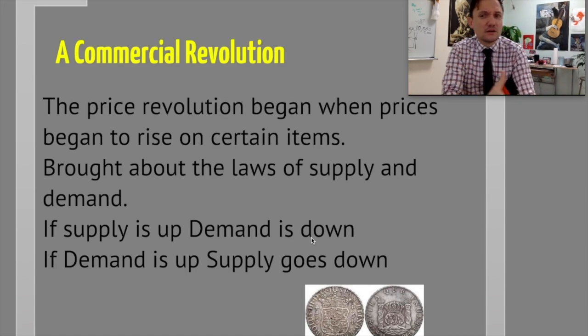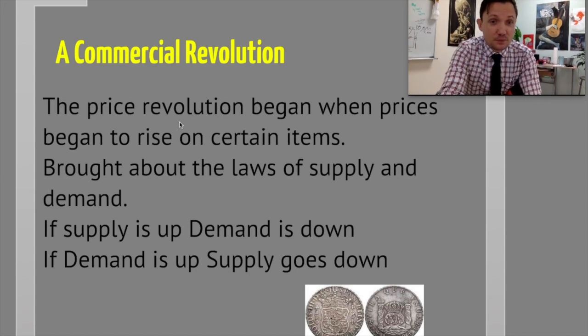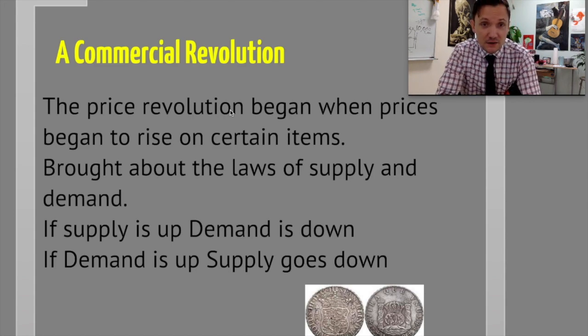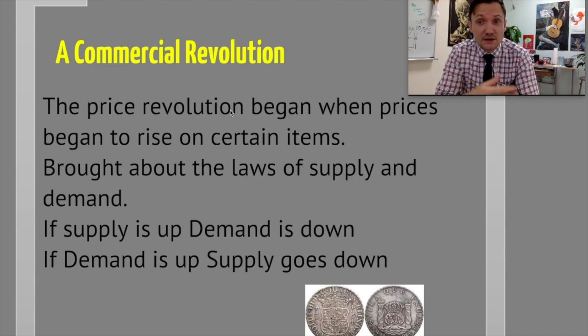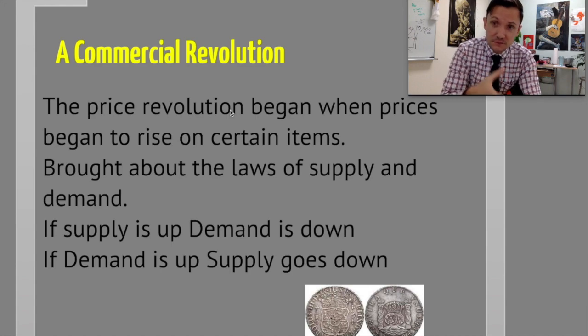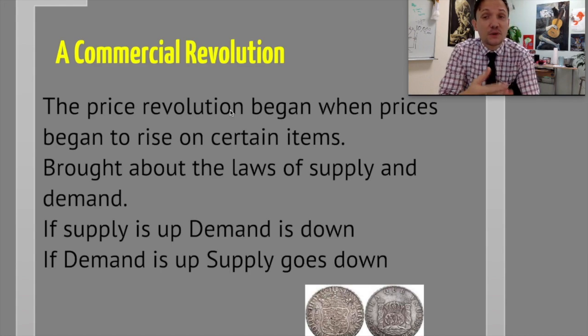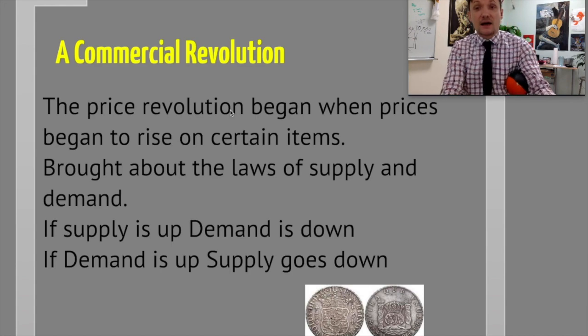All right, now, the other big thing that the Columbian Exchange is going to affect is not just population, but also economics, right? So a big thing happened called the price revolution, right? So underline this phrase, the price revolution. Highlight it, circle it, star it. The price revolution began when prices began to rise on certain items and fall on others, right? So this is bringing about the laws of supply and demand, all right?